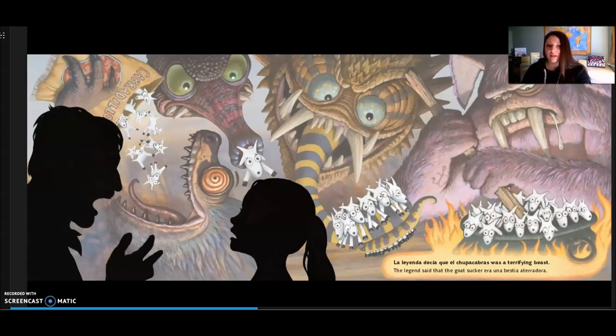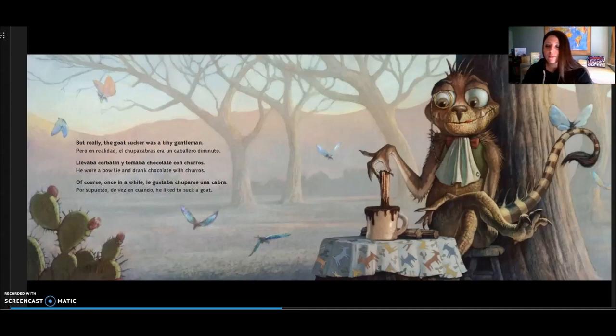The legend said that the goat sucker was a terrifying beast. But really, the goat sucker was a tiny gentleman. He wore a bow tie and drank chocolate with churros. Of course, once in a while, he liked to suck a goat.